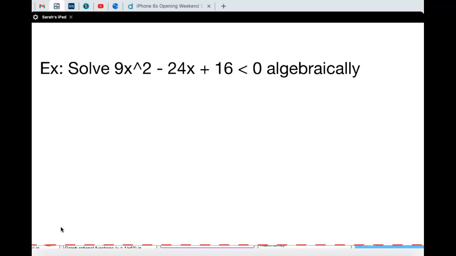Last but not least. Okay, we go. And let's use the quadratic formula this time. Yep. So the A, B, and C values are: A is 9, B is -24, and C is 16.